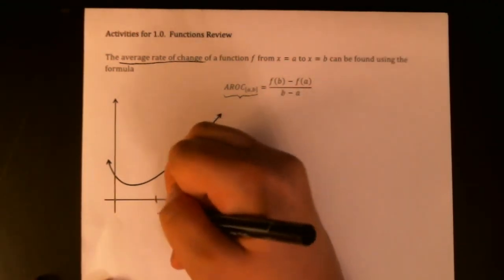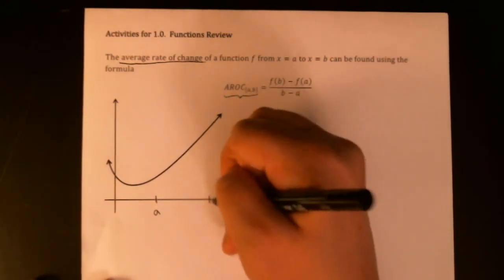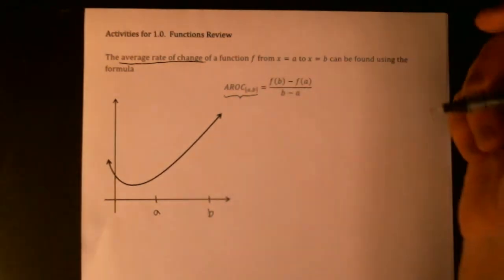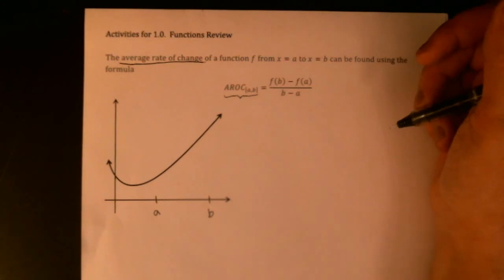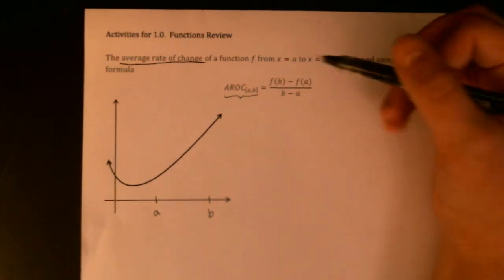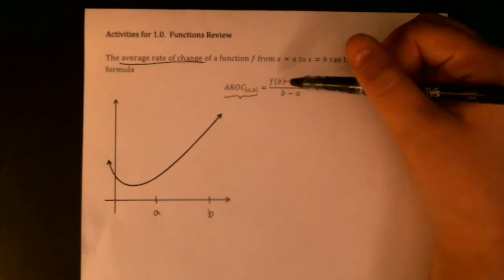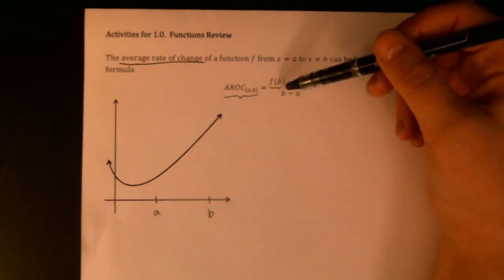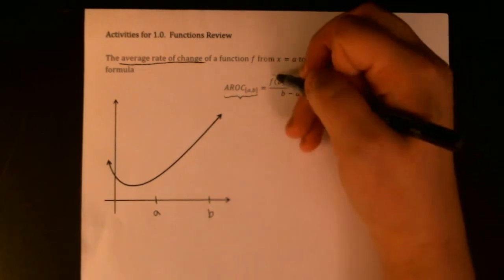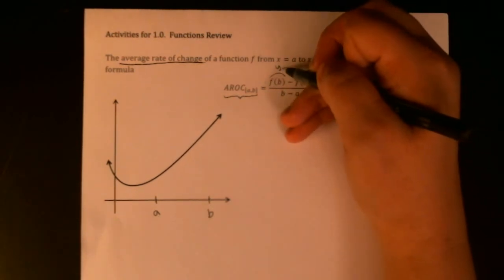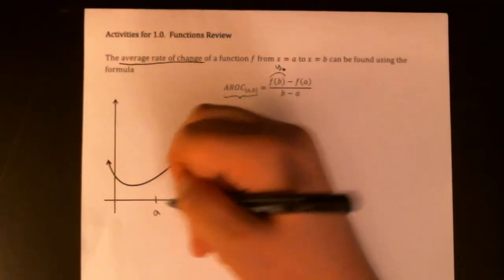Let's go ahead and look at our picture. Let's say this is a and this is b. It would be fine for these to be in opposite order, but we'll just make it that way so it doesn't mix us up too much on the picture. And then when you plug b into the function, you should get a y value. So this f of b right here is going to be the y value when x equals b.